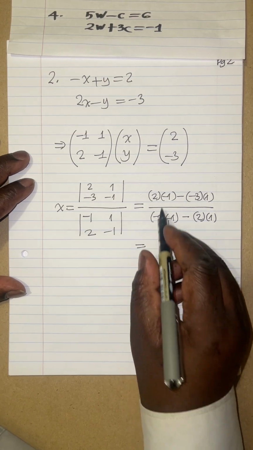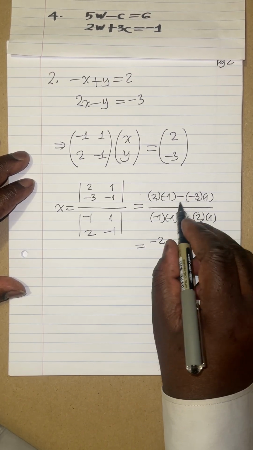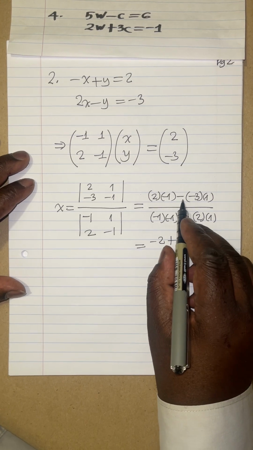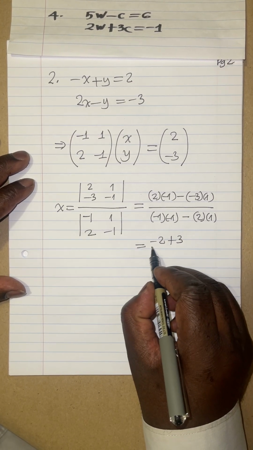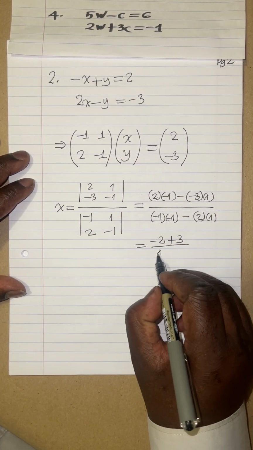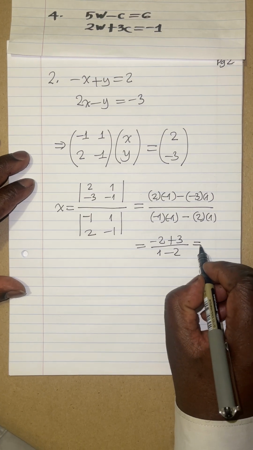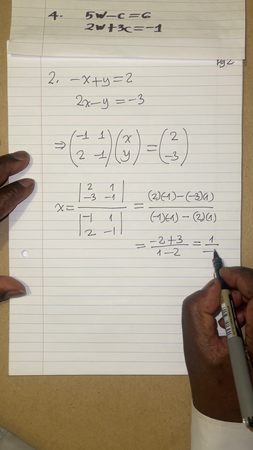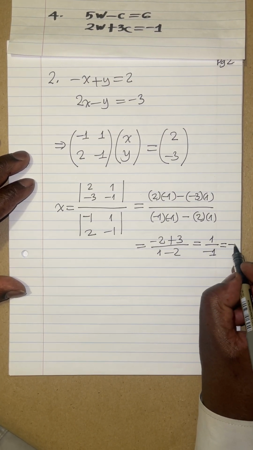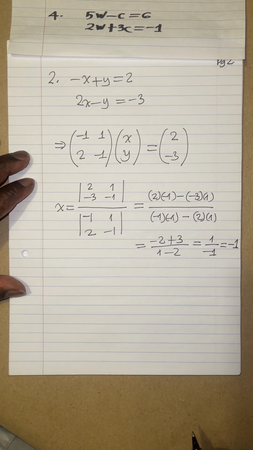Let's work on the numerator. That will be minus 2, and that will be positive 3, because minus times minus is positive. In the denominator, that will be positive 1, and that will be minus 2. So in the numerator we have 1, in the denominator we have minus 1. What's our final solution? Minus 1. That's the value of x.